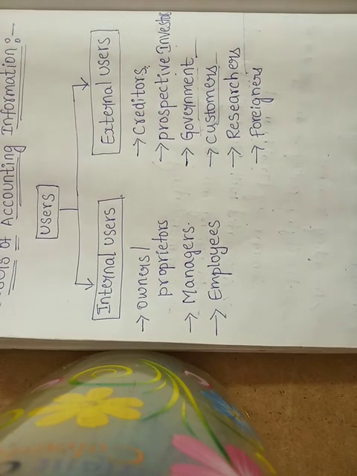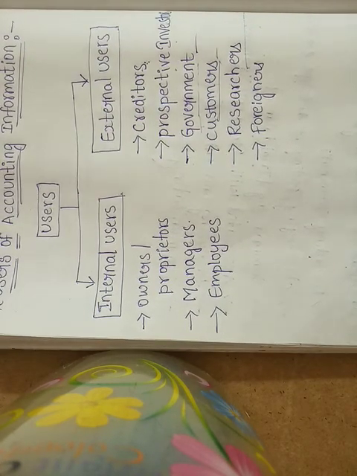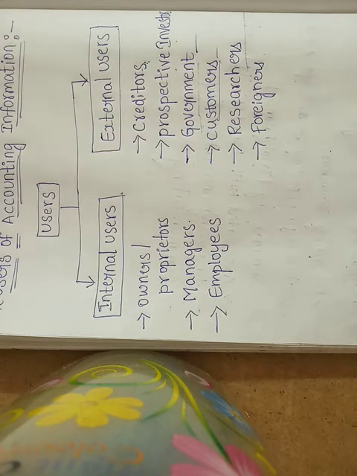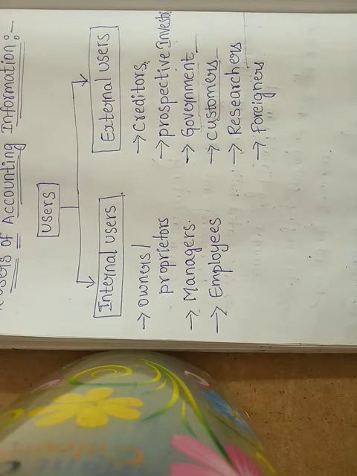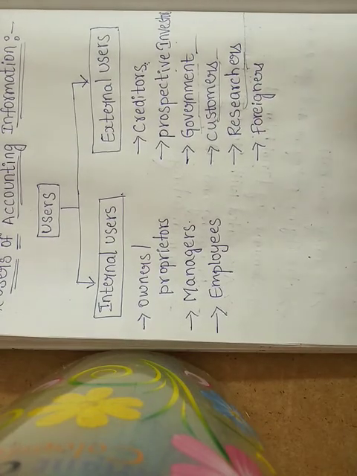The next is researchers. What do researchers mean? They want to research these companies, or gather financial information. Researchers need financial information for testing financial hypotheses, for the development of theories and the development of models. So they want to find something new. These are the researchers.